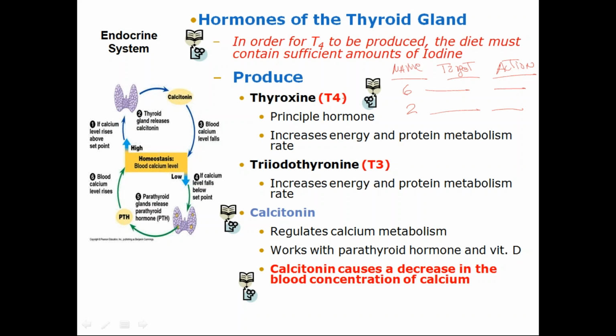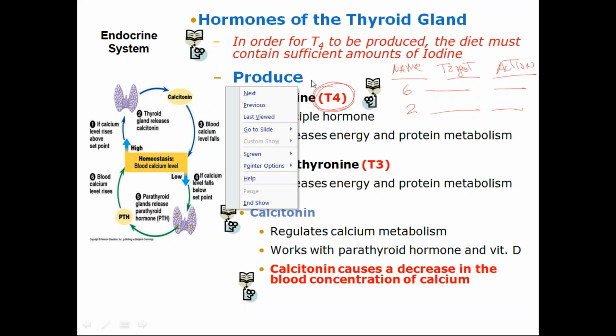One thing here, T4 is produced by the thyroid gland. The other name is thyroxine, okay? Thyroxine.